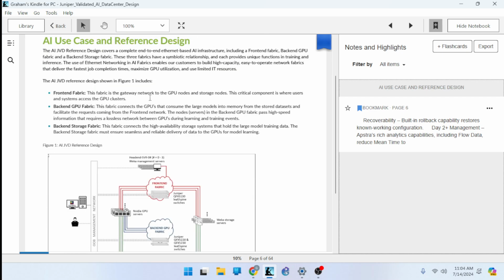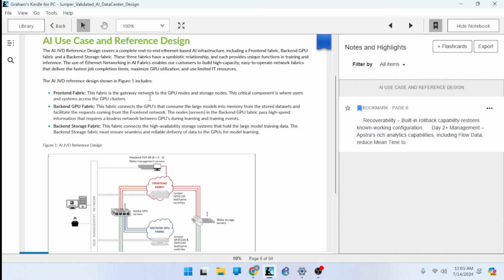AI use case and reference design. The AI JVD reference design covers a complete end-to-end Ethernet-based AI infrastructure, including a front-end fabric, back-end GPU fabric, and a back-end storage fabric. These three fabrics have a symbiotic relationship, and each provides unique functions in training and inference. The use of Ethernet networking in AI fabrics enables our customers to build high-capacity, easy-to-operate network fabrics that deliver the fastest job completion times, maximize GPU utilization, and use limited IT resources.